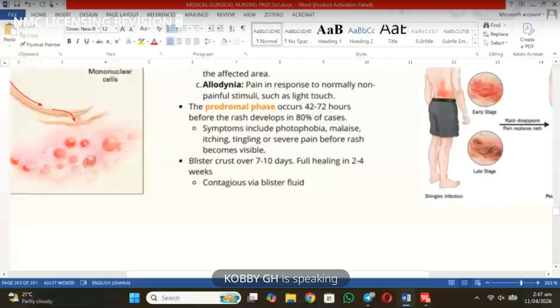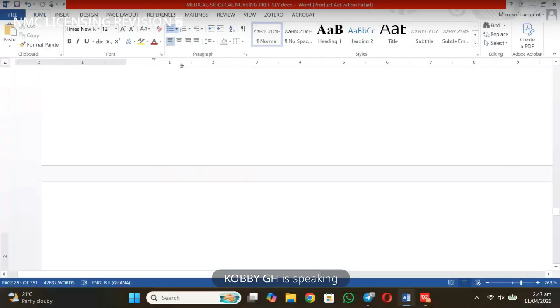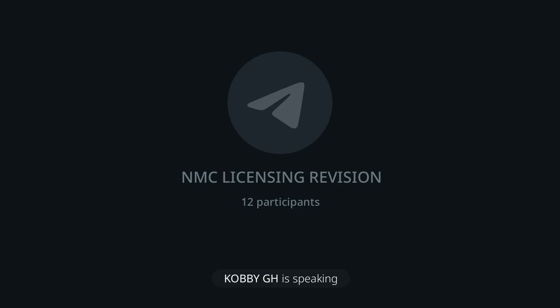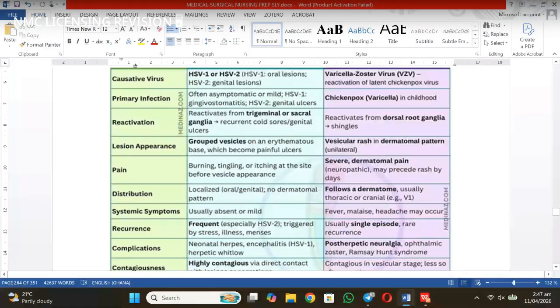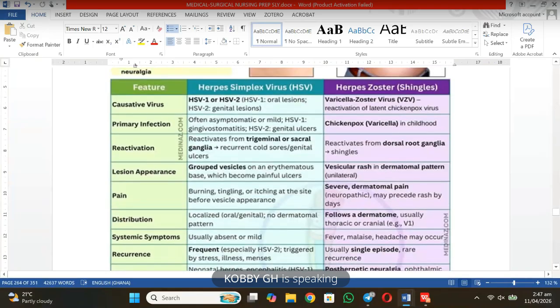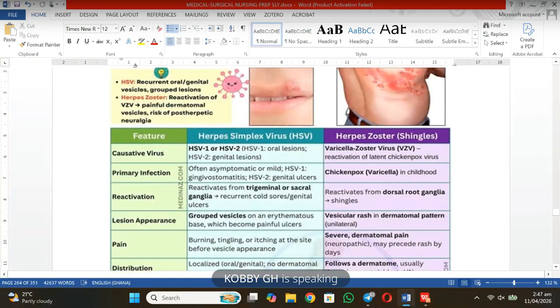That is fine. I think I have another diagram with another difference. So let's look at the... Good. Both herpes zoster, or shingles, and herpes simplex are contagious conditions. Is that okay? They are all contagious.